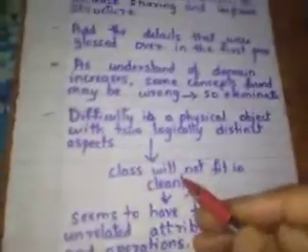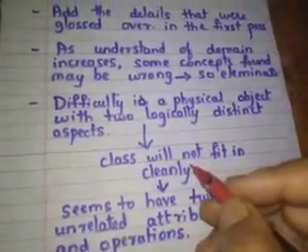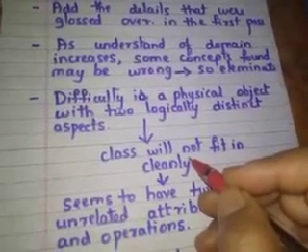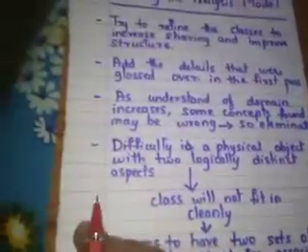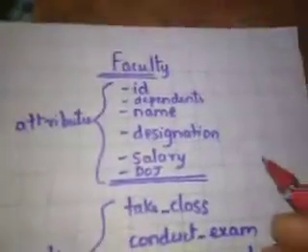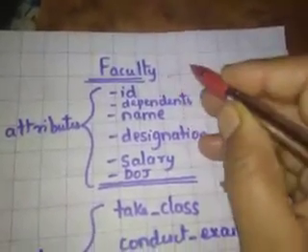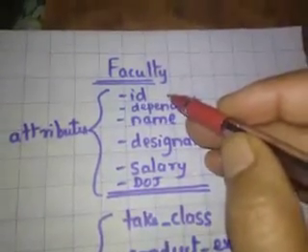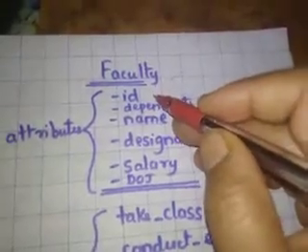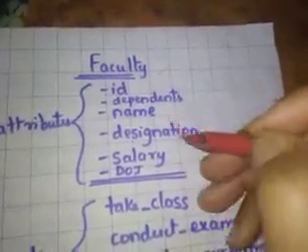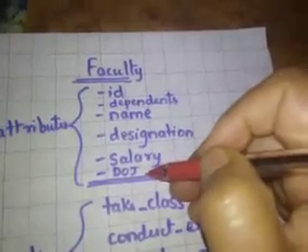That is, within a class, it might have two stages which may not fit as one object. Example, if you talk about a university, we have faculties, right? And each faculty, we have identified with the attributes of employee ID, the department to which they belong, their name, designation, salary, and date of joining, right?